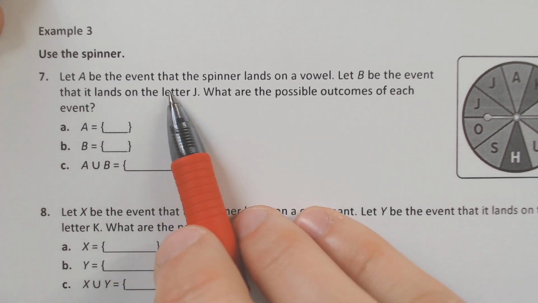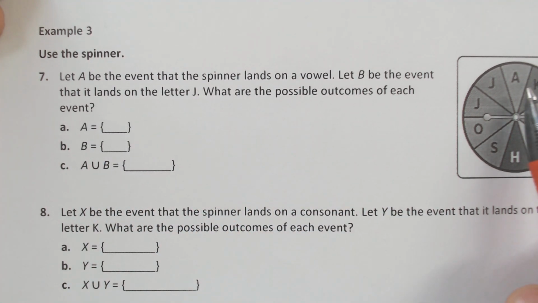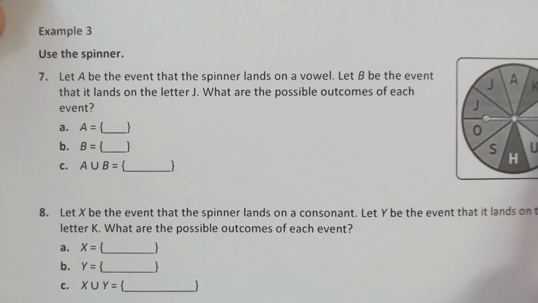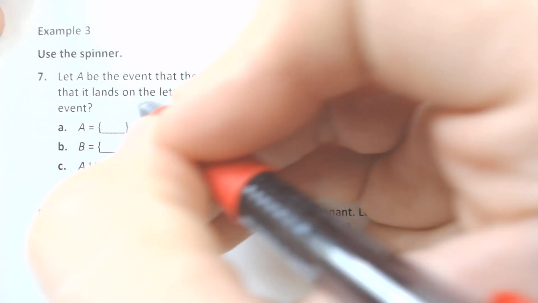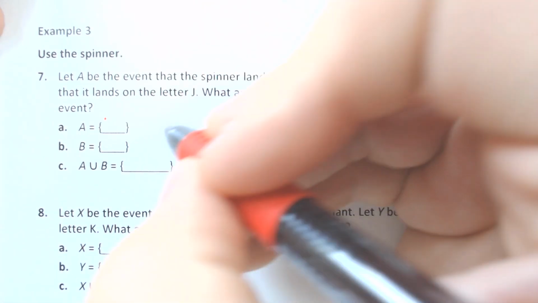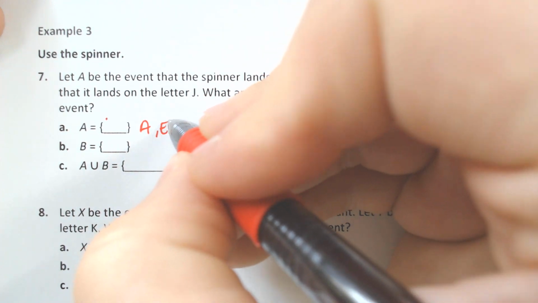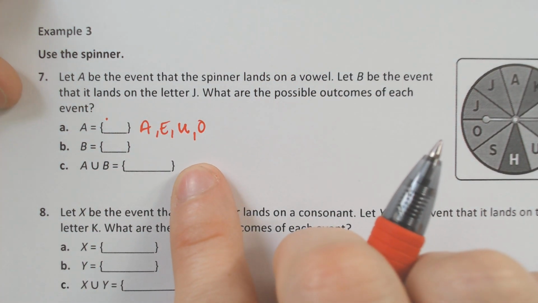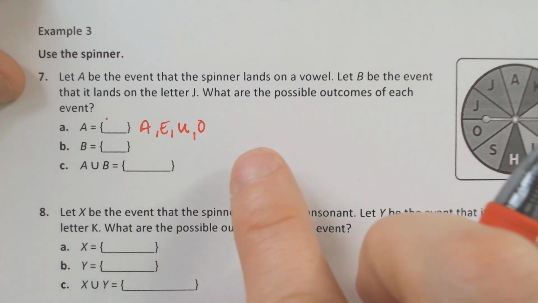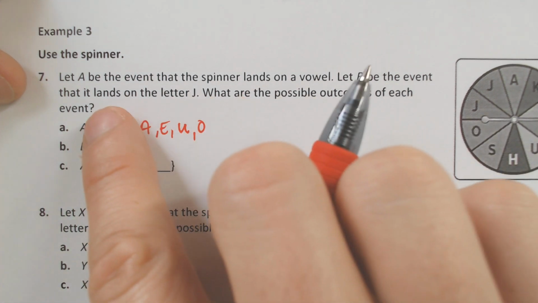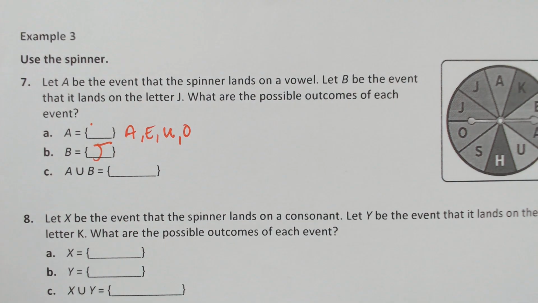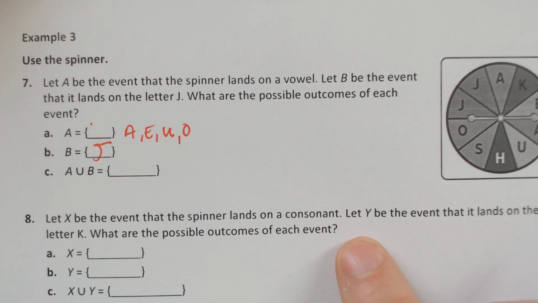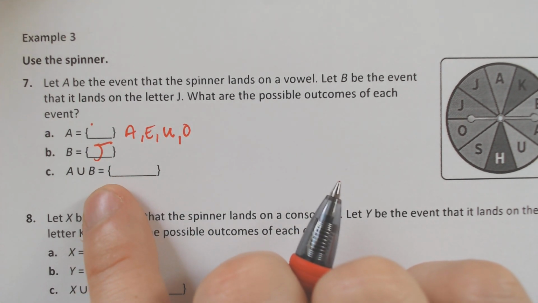So let A be the event spinner lands on a vowel. Well, the vowels are A, E, U, and O, which is the number of those possibilities, 4. And B would be the event that it lands on the letter J. So that would just be J. Again, we're not doing probability here. We're just looking for what are the letters.